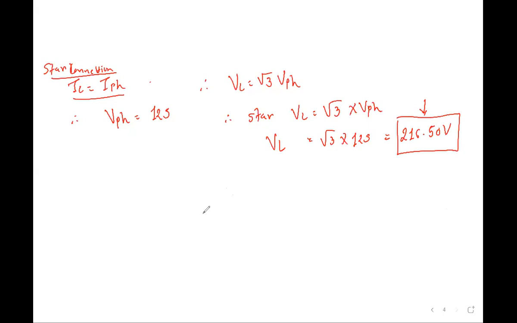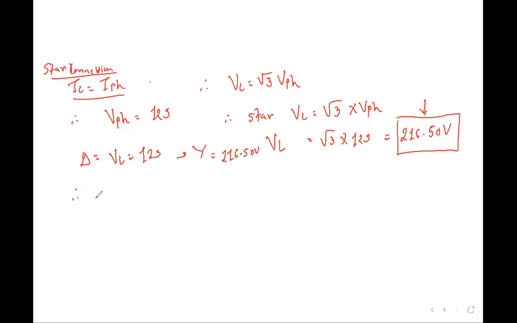Now you can see the difference between the voltage. For delta connected, my line voltage is 125, and for star connected, my line voltage is 216.50 volt.